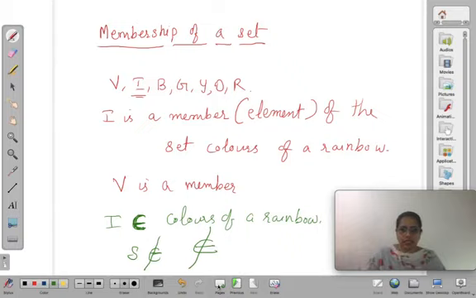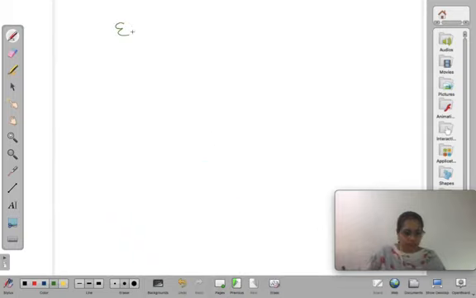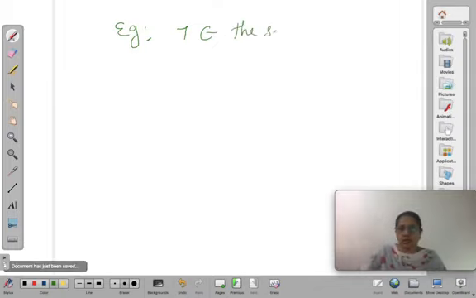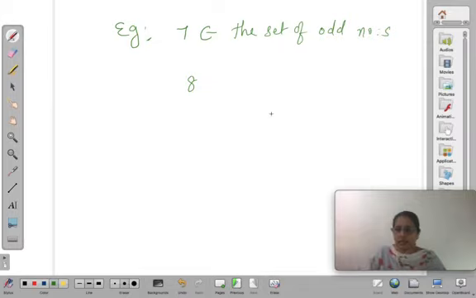So next example. I'll write another example. 7 is an element of the set of odd numbers. It is correct. When I write 8, is it correct? No, it is not an odd number, so it is not an element. Clear? Okay, so many examples are given in your textbook itself.